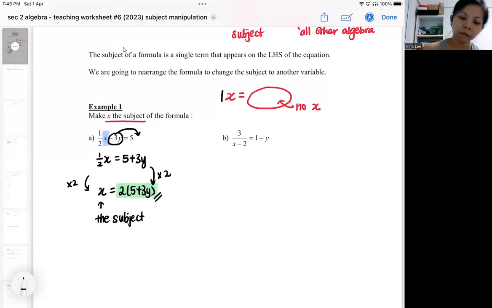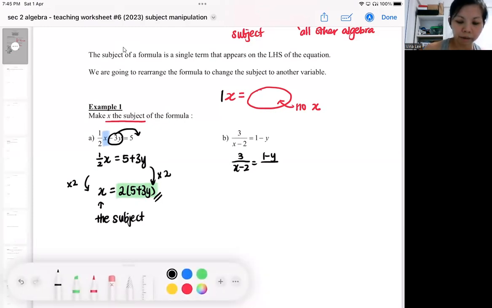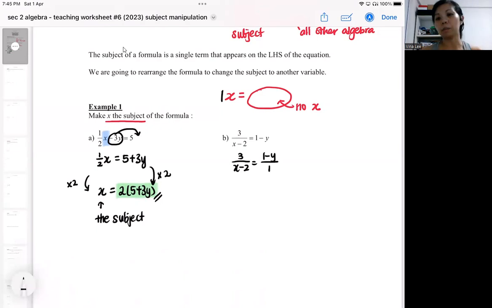Okay, the next one, cross multiplication is quite a common technique. Cross multiplication will be a very common technique to make X the subject in the subject manipulation. So here in this example, I'm showing you a cross multiply. So when you cross multiply, you make sure you remember your bracket.